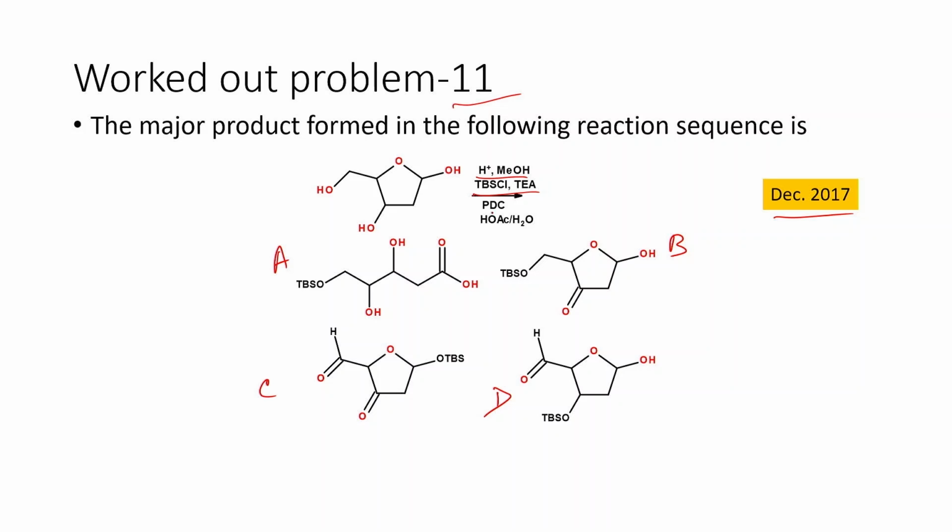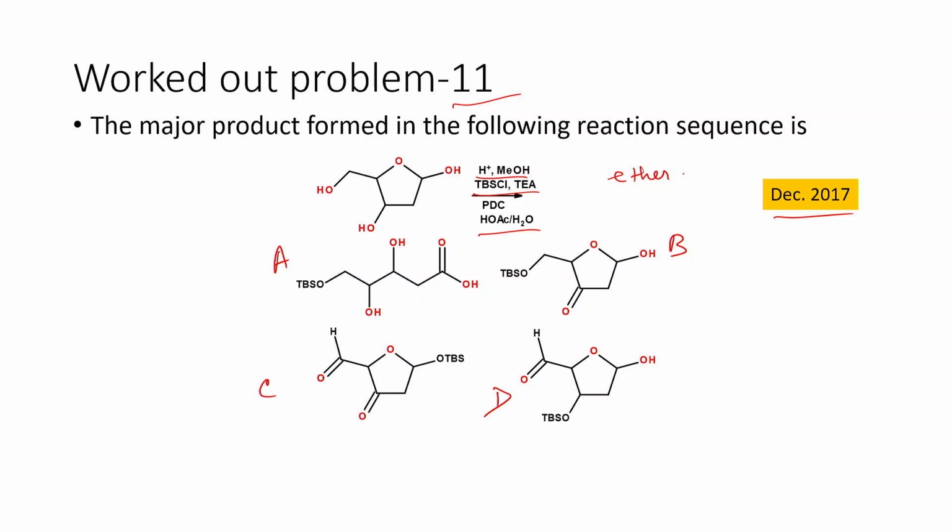Then PDC, which is generally used for the oxidation of the hydroxy units, and the last one is acetic acid and water. This is generally used for maybe some protection or deprotection. Let us see what are the reactions that are possible. So in the first step, acid and methanol is given. When we have acid and methanol, generally the most probable reaction is an ether formation. So we can assume that acid and methanol in the presence of another alcohol leads to the formation of an ether.